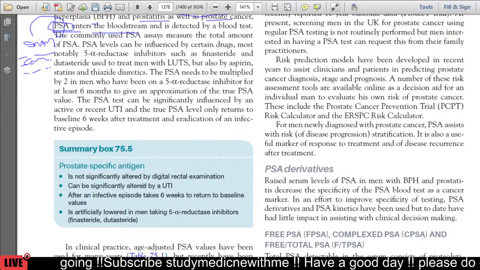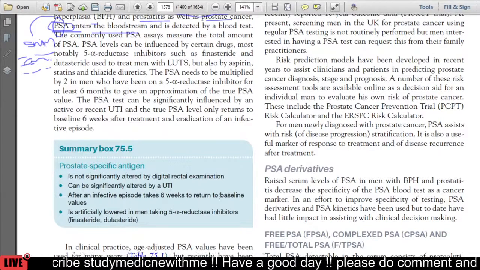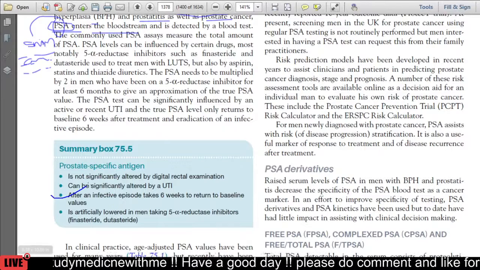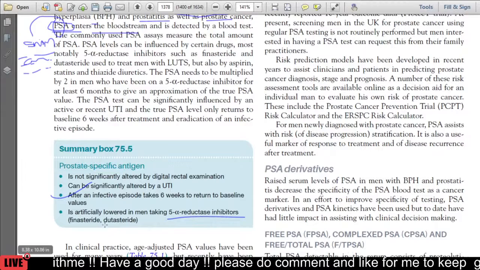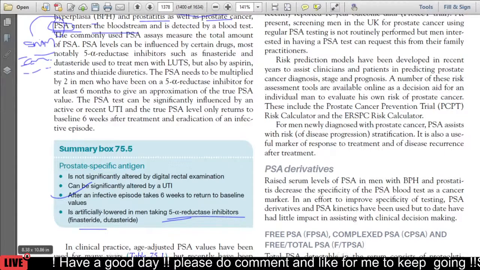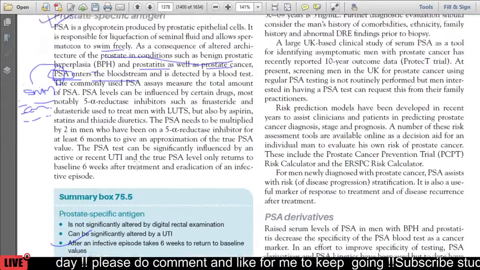Okay, this can be significantly altered by urinary tract infections. After an infective episode, it takes 6 weeks to return to baseline values. It is artificially lower in men taking 5-alpha reductase inhibitors, finasteride and dutasteride.